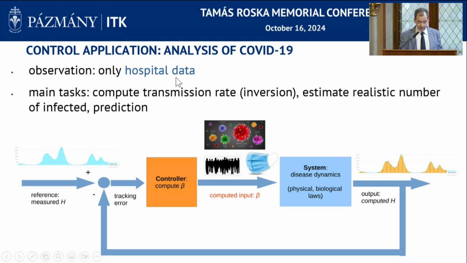We only observe hospital data because we do not trust other measurements. And the main task is to compute the transmission rate which can produce this measured, observed hospital data. And system inversion can be traced back to feedback control, and we were quite successful in computing the transmission rate, and from the transmission rate we could determine quite a lot of non-measurable quantities.